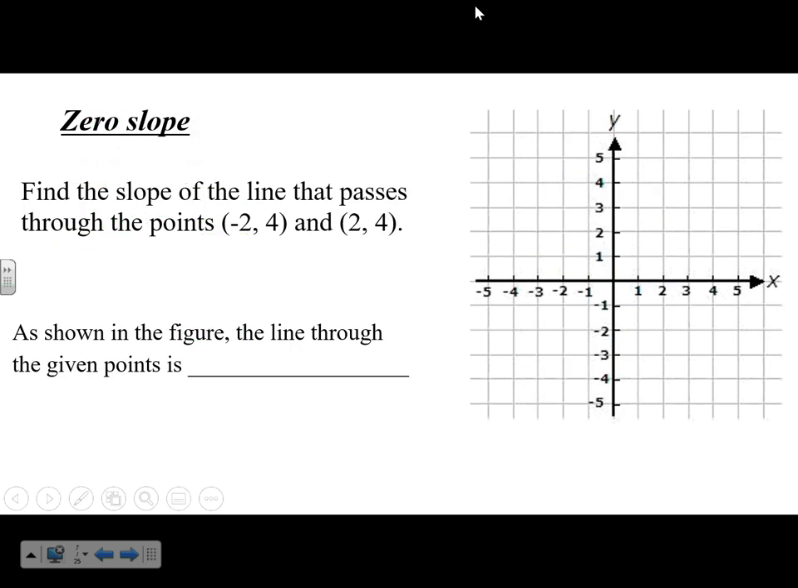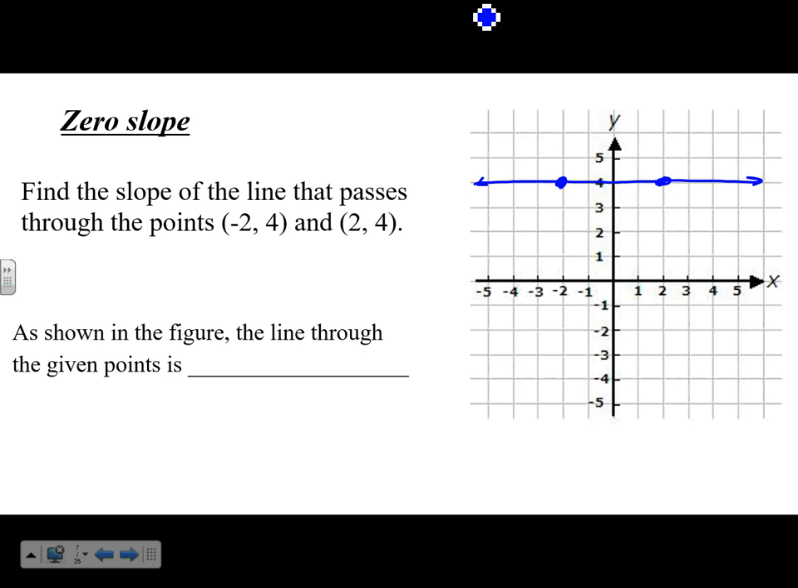So what about lines that have a 0 slope? Find the slope of the line that passes through the points negative 2, 4 and 2, 4. So negative 2, 4 is right here, and positive 2, 4 is right here. So the line looks like this. Find the slope of that line.